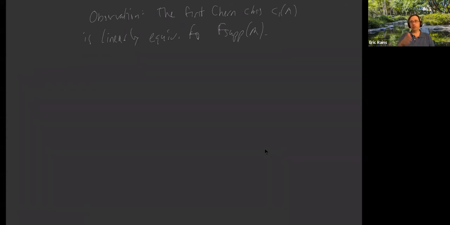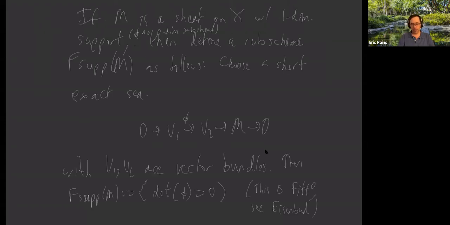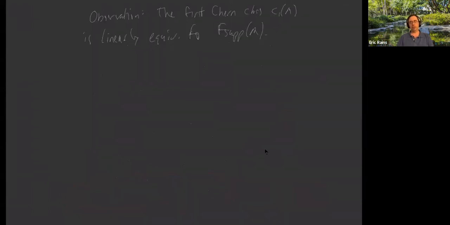The scheme theoretic support can jump in flat families. The fitting support cannot jump in flat families, because the point is locally in a flat family, you can find a presentation like this where now V1 and V2 are flat families of vector bundles, and then take this divisor in a family, and it'll clearly be flat. So this is the right notion of support for our purposes.